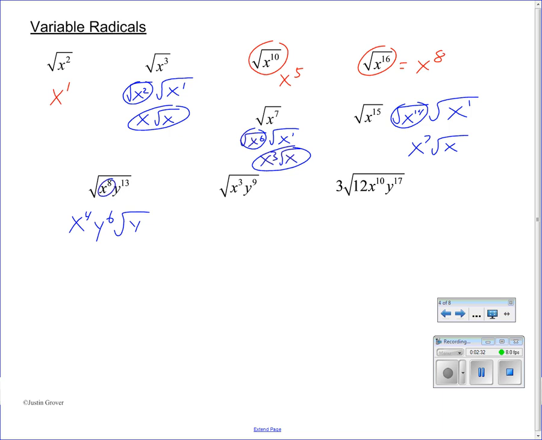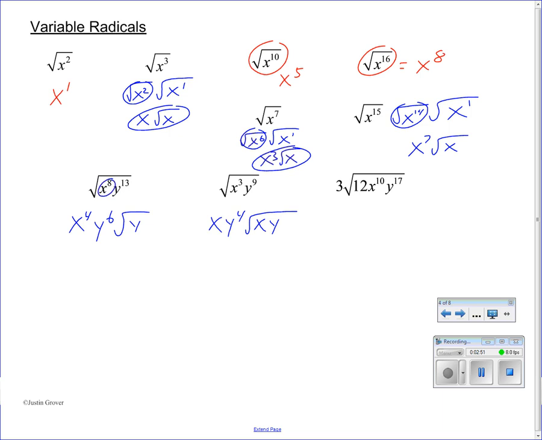X to the 3rd is odd. 1 less than that is 2. Half that's 1, and 1 is going to be left inside. For y, subtract 1, I get 8. Half that is 4, and 1 gets left inside.